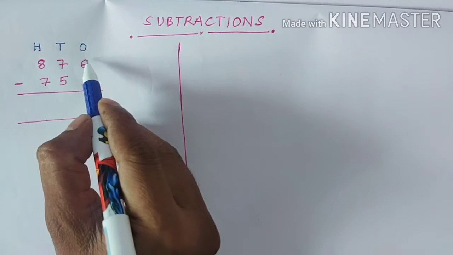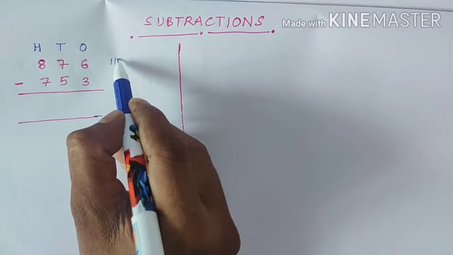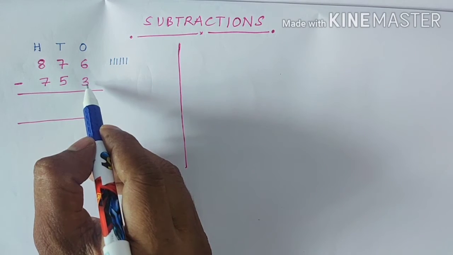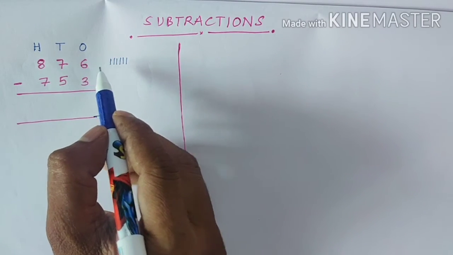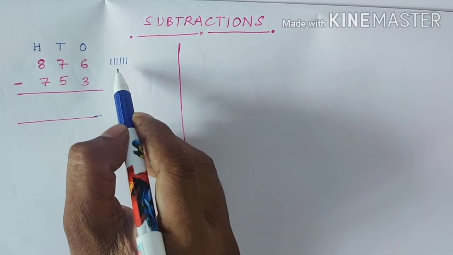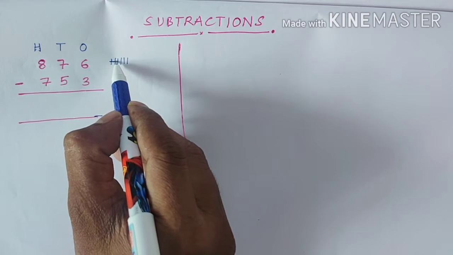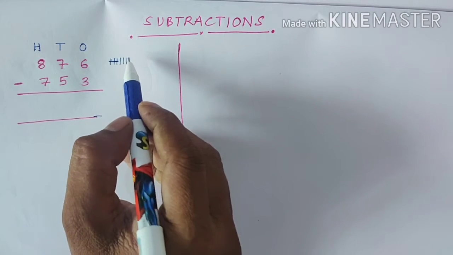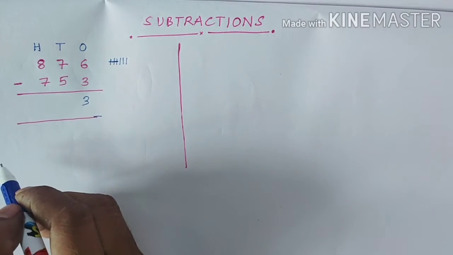So here, what is the number given here? 6. First write the 6 lines. What is the number given below? 3. So you have to subtract 3 from the 6. Now we have to cut 3 lines. 1 2 3, so 3 lines are cut. How many are left? 3. So the number to be written there is 3.